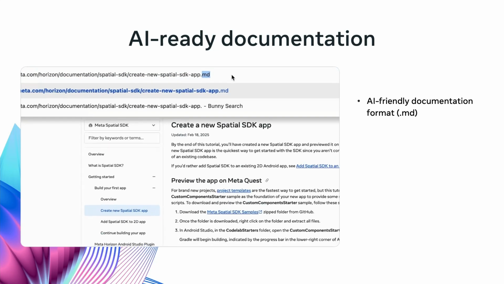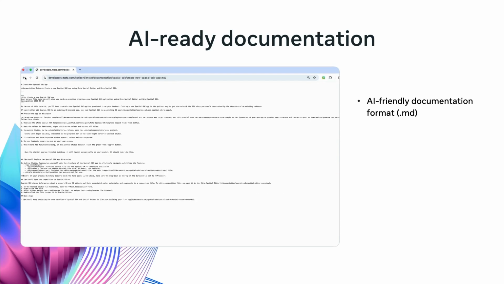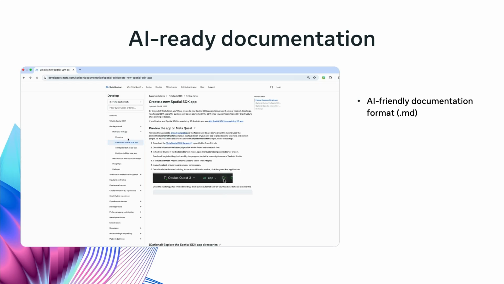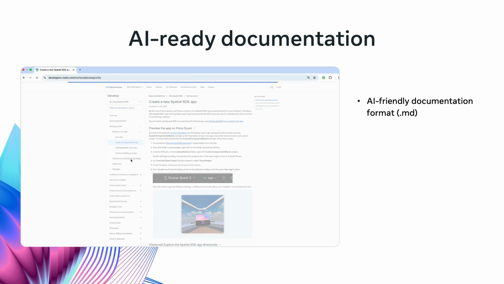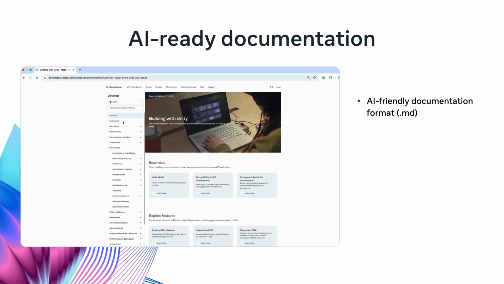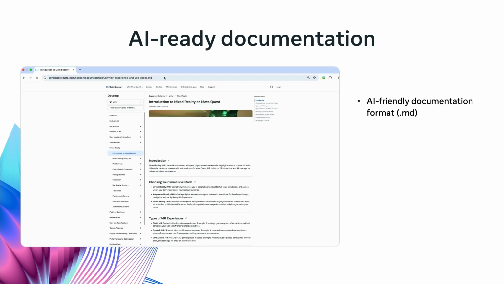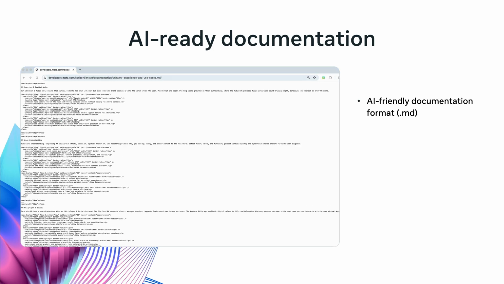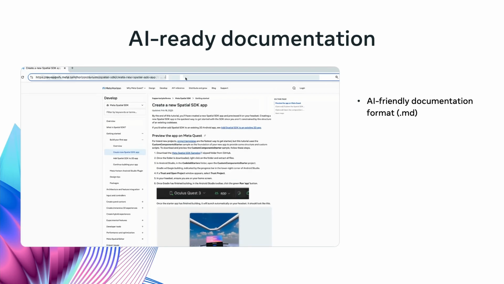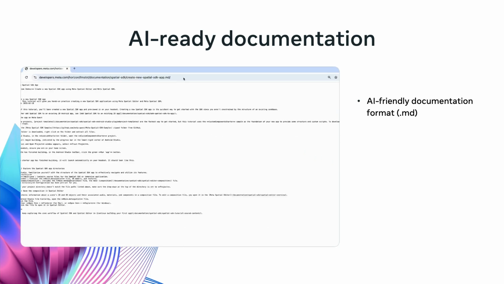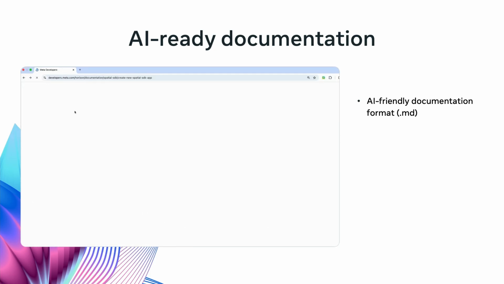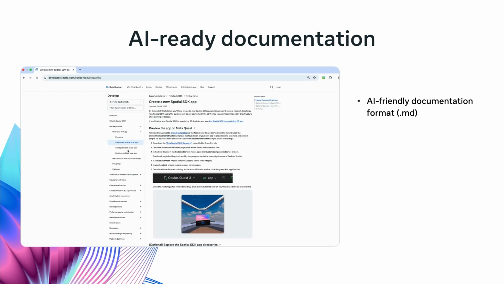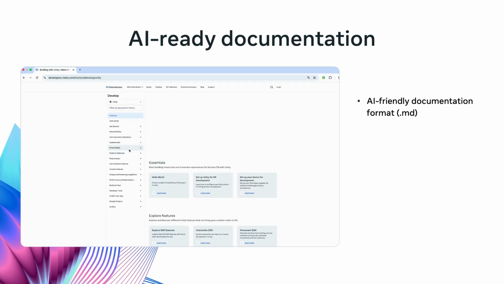First up, we are releasing a new feature where you can easily grab the markdown version of any build path documentation page just by adding a .md to the URL. This way, your favorite AI agents or assistants can actually access a clean markdown version of any build path documentation page without any noise.